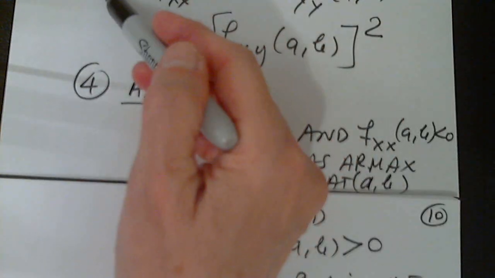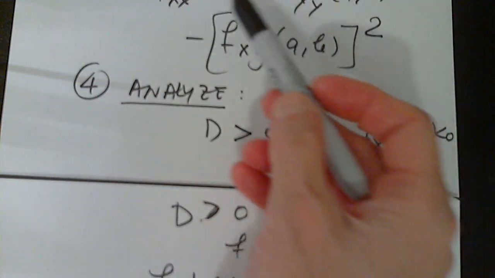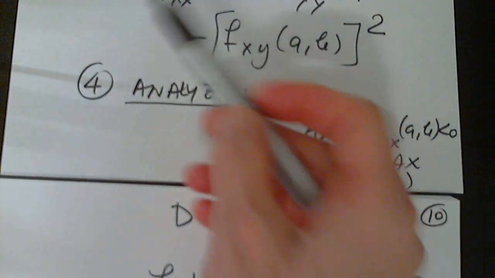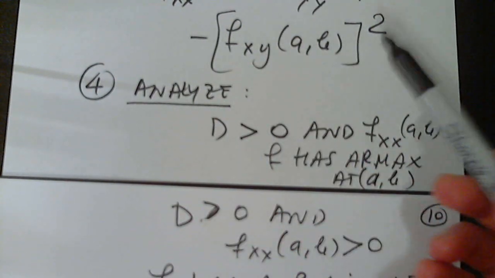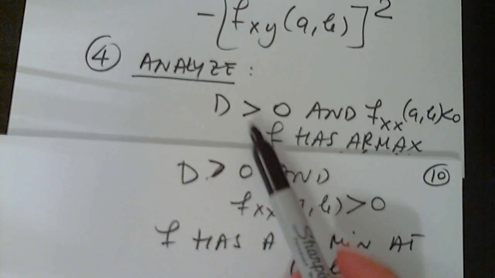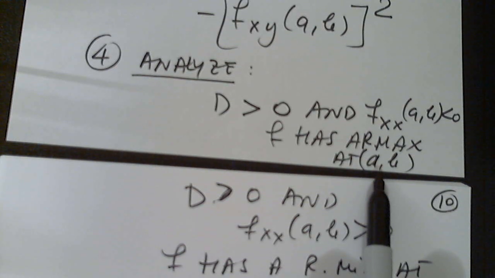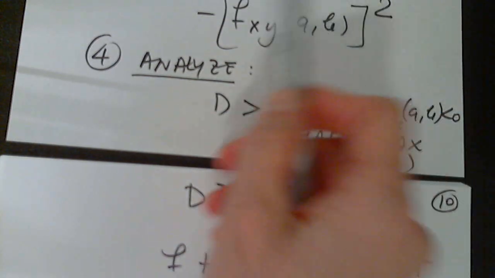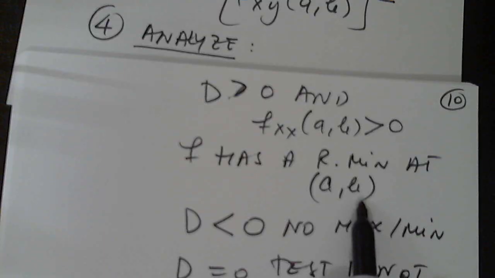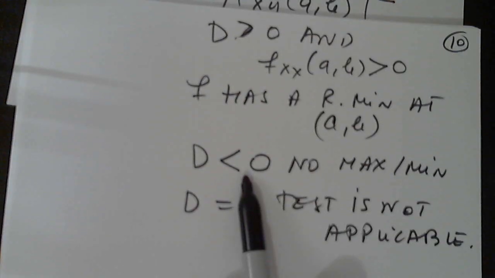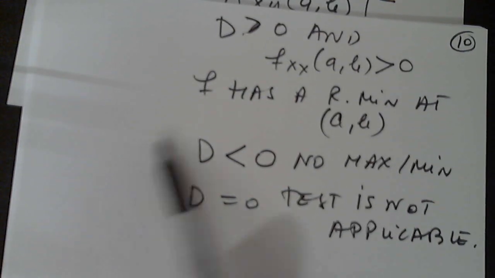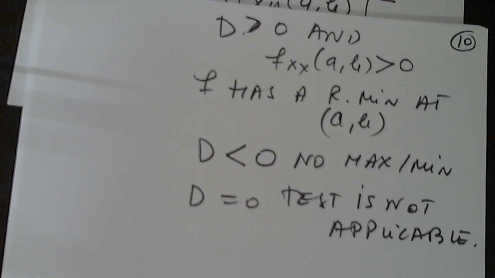I get a number for d. This is a number because I'm evaluating these partial derivatives. So if I get 15 and this is negative, then a, b is a relative max. If I get 15 and this is positive, then the function has a minimum. And if I get negative 15 or if I get 0, no max min or test not applicable. It looks difficult, it's very easy. You'll see in a moment.